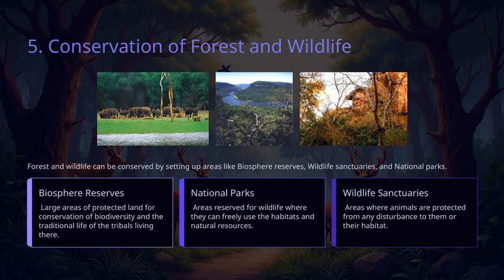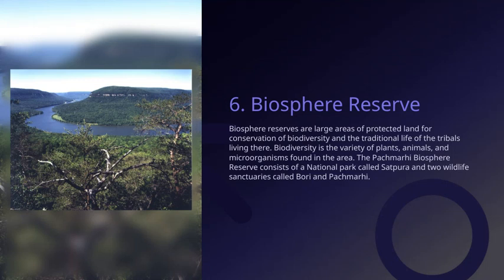National parks are designated areas where wildlife can live freely without human interference. These parks help preserve habitats and natural resources, providing safe spaces for animals to thrive. Wildlife sanctuaries are another important conservation tool. They specifically protect animals from disturbances, ensuring they have a safe environment to live and breed. All these areas play a crucial role in maintaining ecological balance, which ties back to our overall goal of sustainable development and environmental preservation.